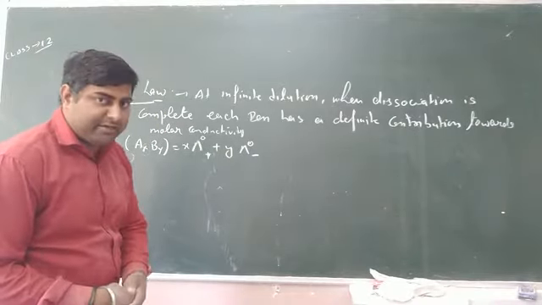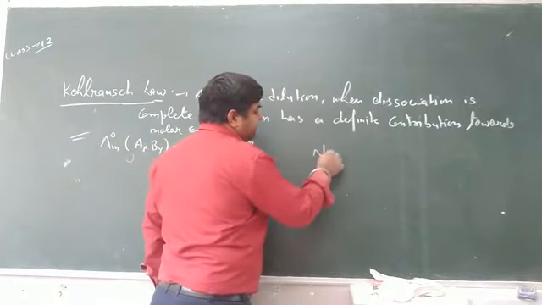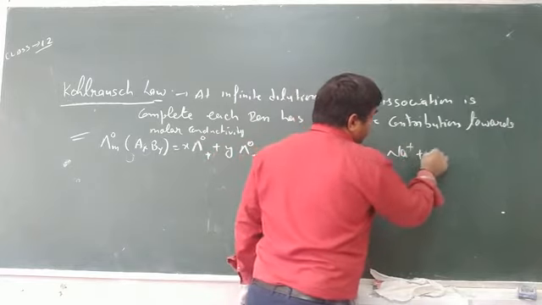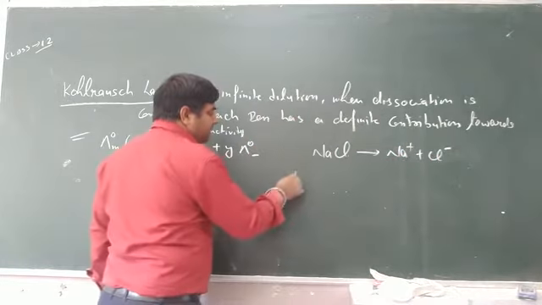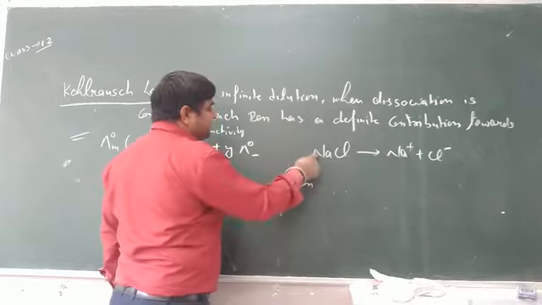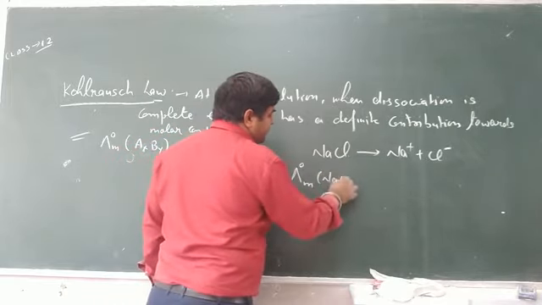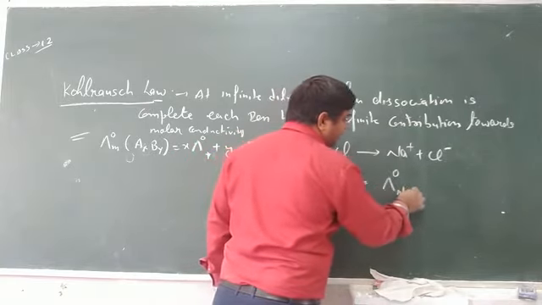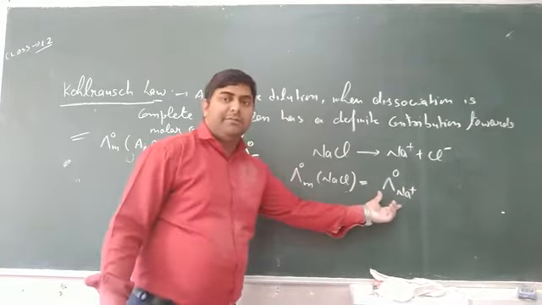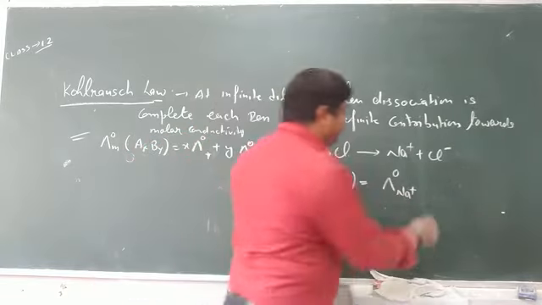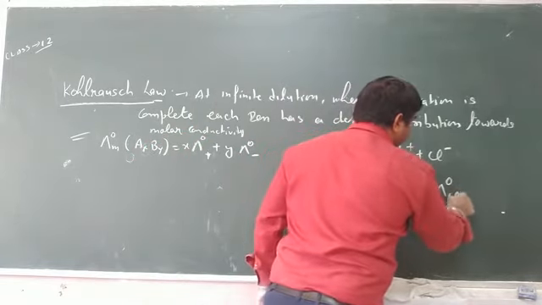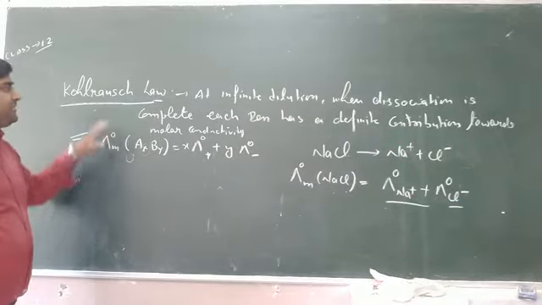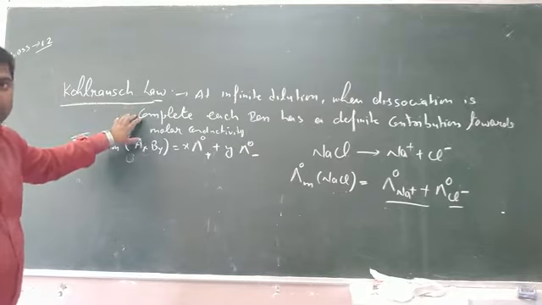Let us take a simple case. If we say NaCl, we know that NaCl dissociates into Na positive and Cl negative. So lambda m for this NaCl solution can be written as lambda 0, the molar conductivity of sodium ions, plus lambda 0, the molar conductivity of chloride ions. This is known as Kohlrausch law.